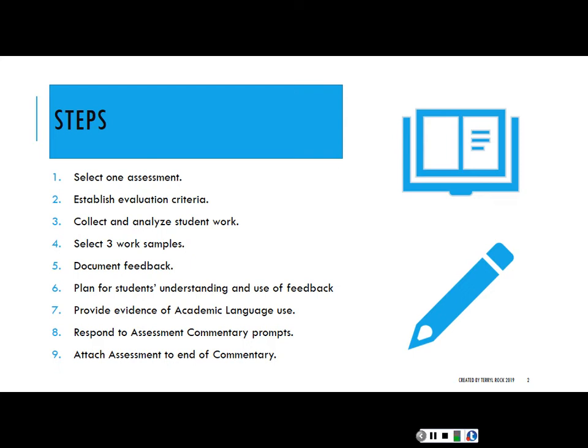Provide evidence of academic language use. Respond to assessment commentary prompts, and then, of course, the assessment that you chose is attached to the end of the assessment commentary.